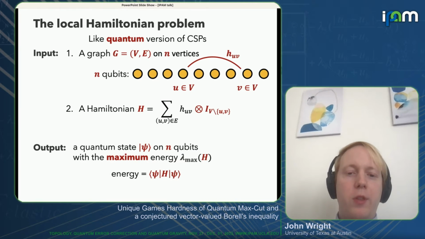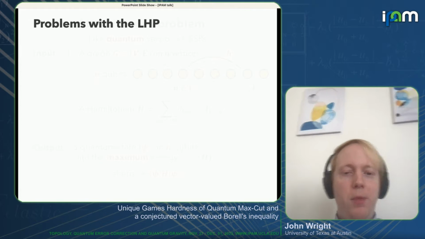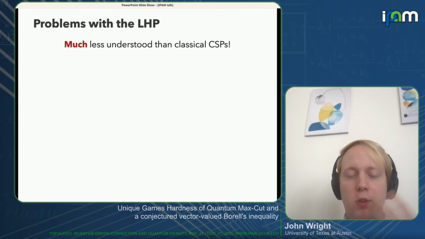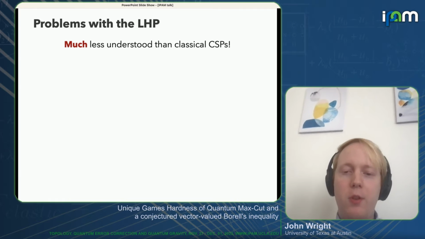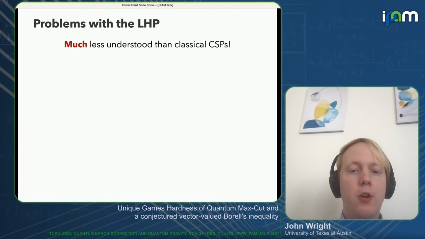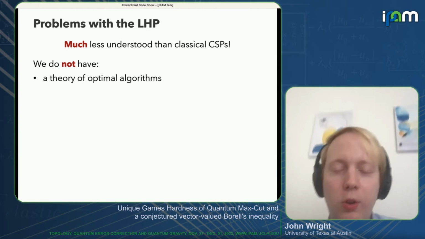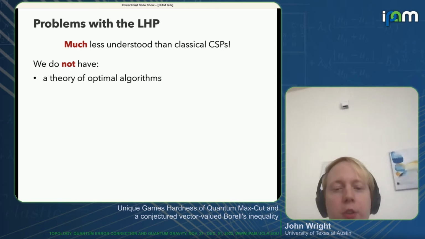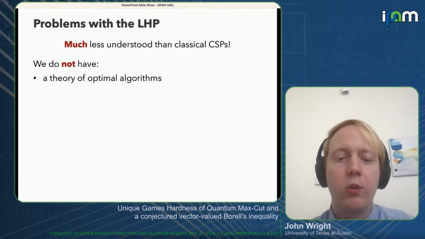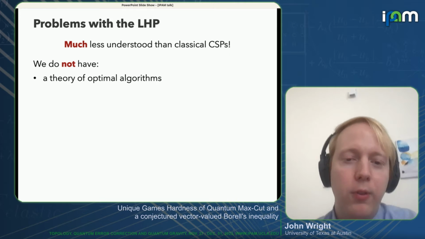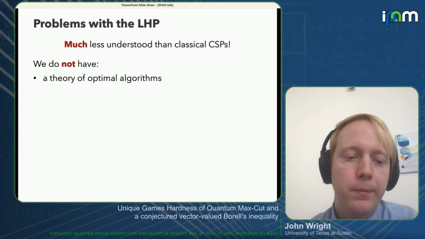Now, there are some problems with this local Hamiltonian problem. It's a much less understood problem than classical constraint satisfaction problems. So it turns out there's a lot to do in this area. For example, what we do not have is a theory of optimal algorithms. In classical CSPs, we had the Raghavendra result that always told us what the best algorithm was for CSPs. We don't have that for the local Hamiltonian problem.